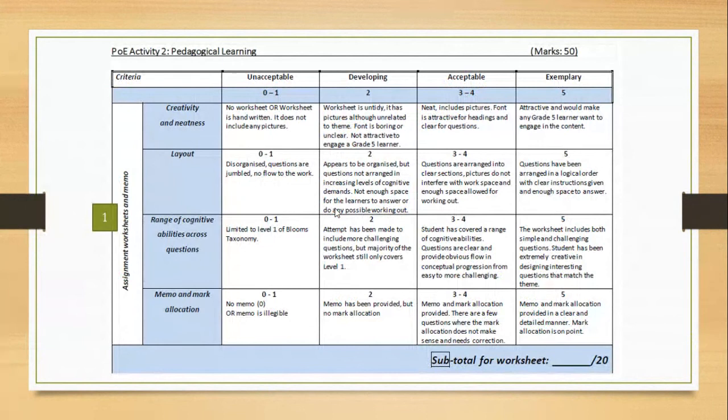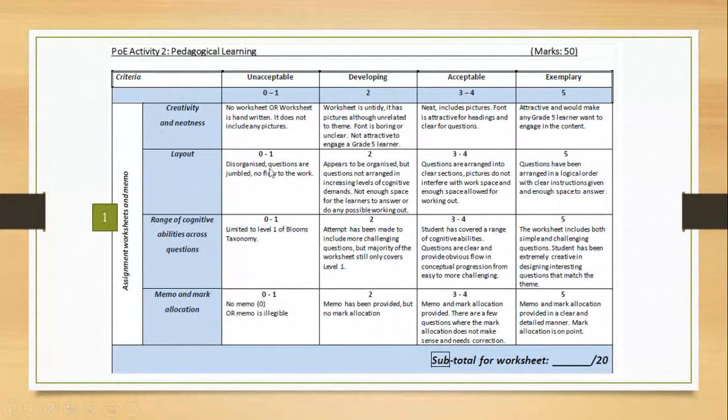Let's just look at our rubrics. Once again, the first part is your assignment worksheet and memo. The first criteria is for the creativity and neatness. If your worksheet is attractive and would make any grade 5 learner want to engage in the content, you will earn 5 marks. But if it's untidy and boring, there's no pictures, or the picture doesn't relate to the content that you are assessing, then you're not going to get good marks.